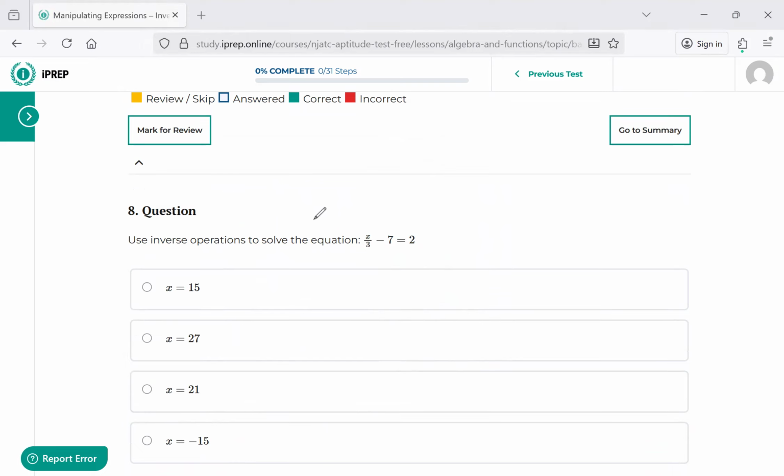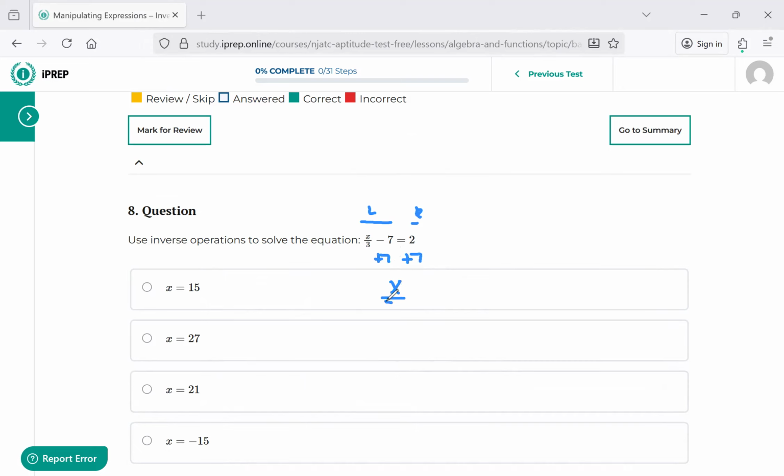Okay, question 8. Oh, this one's a good one. We have x over 3 minus 7 equals 2. So here's the left side and here's the right. Can we combine like terms on the left side? No. So what would I do? Well, you could do two things. You can get rid of the negative 7 first by adding 7 to both sides, or you can get rid of the fraction immediately by multiplying all sides by the LCD. It's up to you. If you want to get rid of the negative 7 first by adding 7 to both sides, that's perfectly fine.